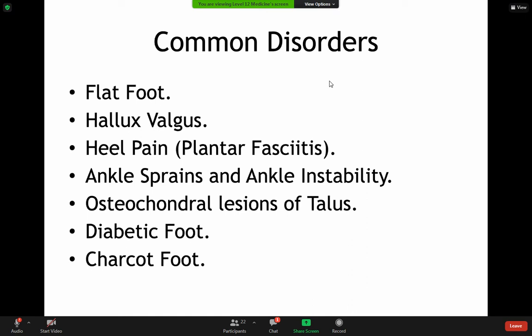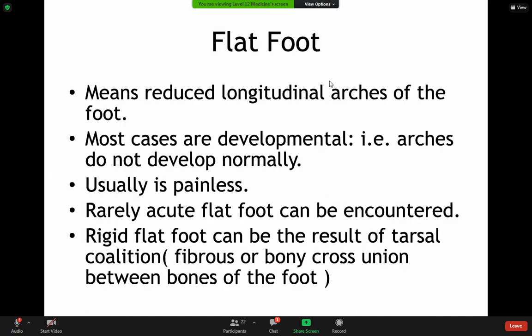Here are some common disorders of the foot that we will be talking about today: flatfoot, hallux valgus, which is also sometimes called bunion, heel pain, and we're going to talk about plantar fasciitis as a cause of heel pain, ankle sprains and ankle instability, osteochondral lesions of the talus, diabetic foot, and Charcot foot. So first, starting with flatfoot.